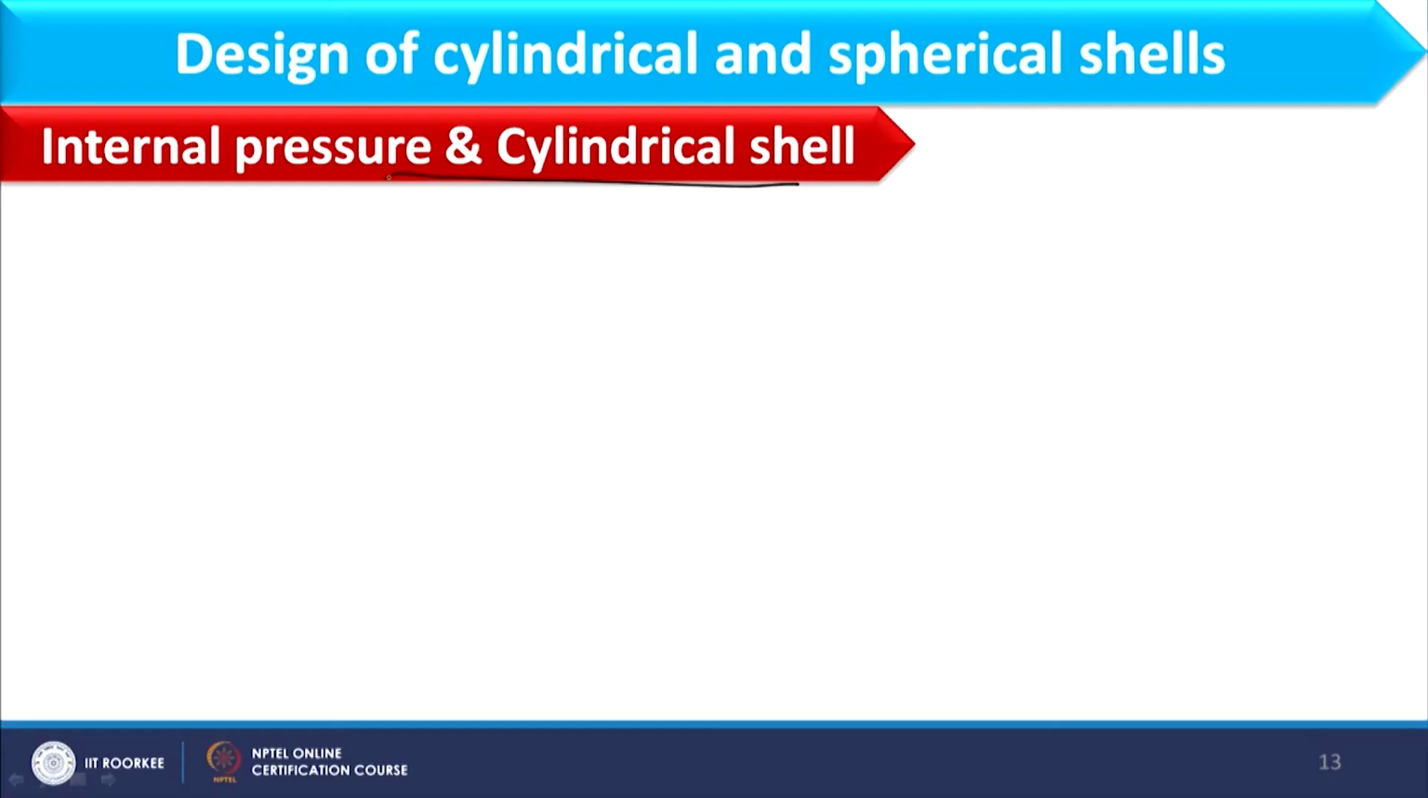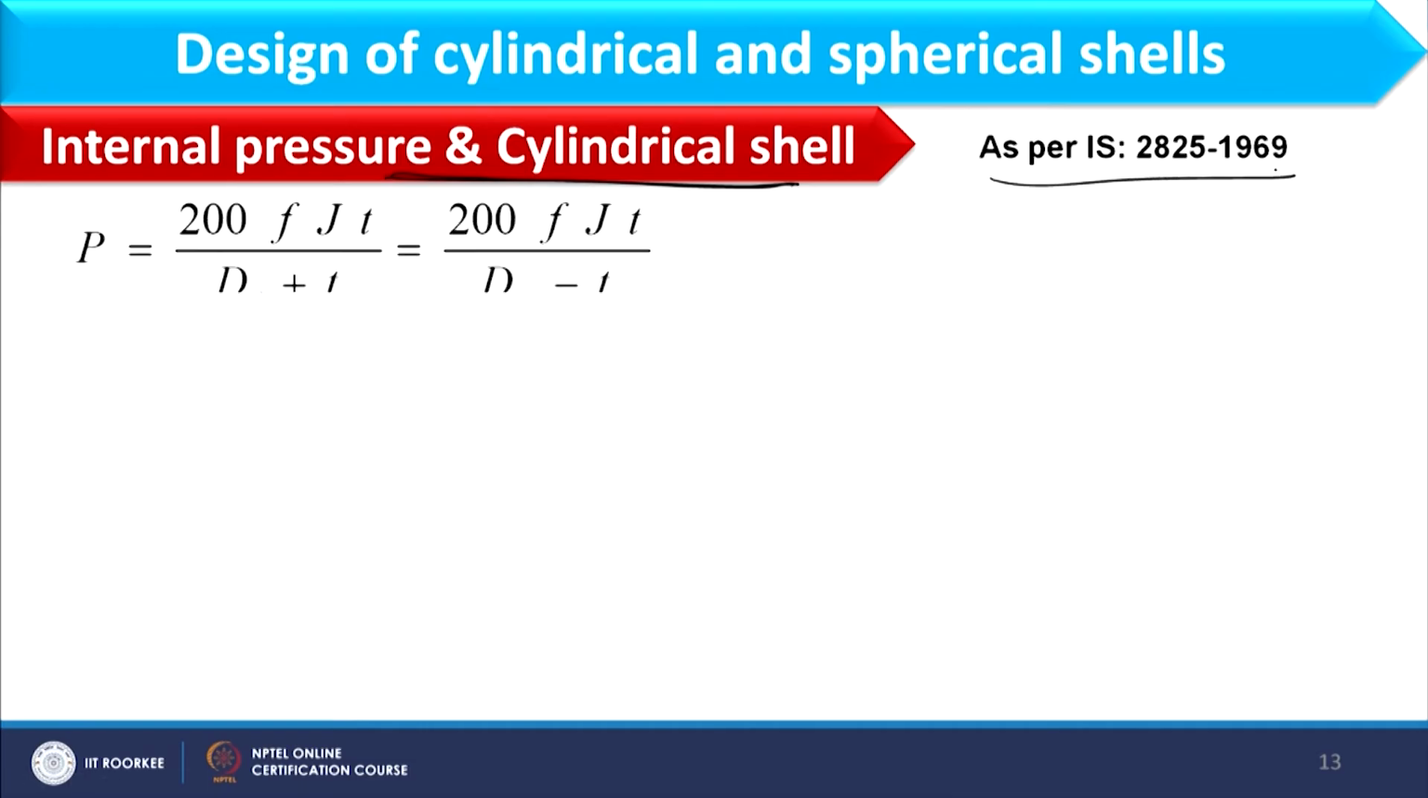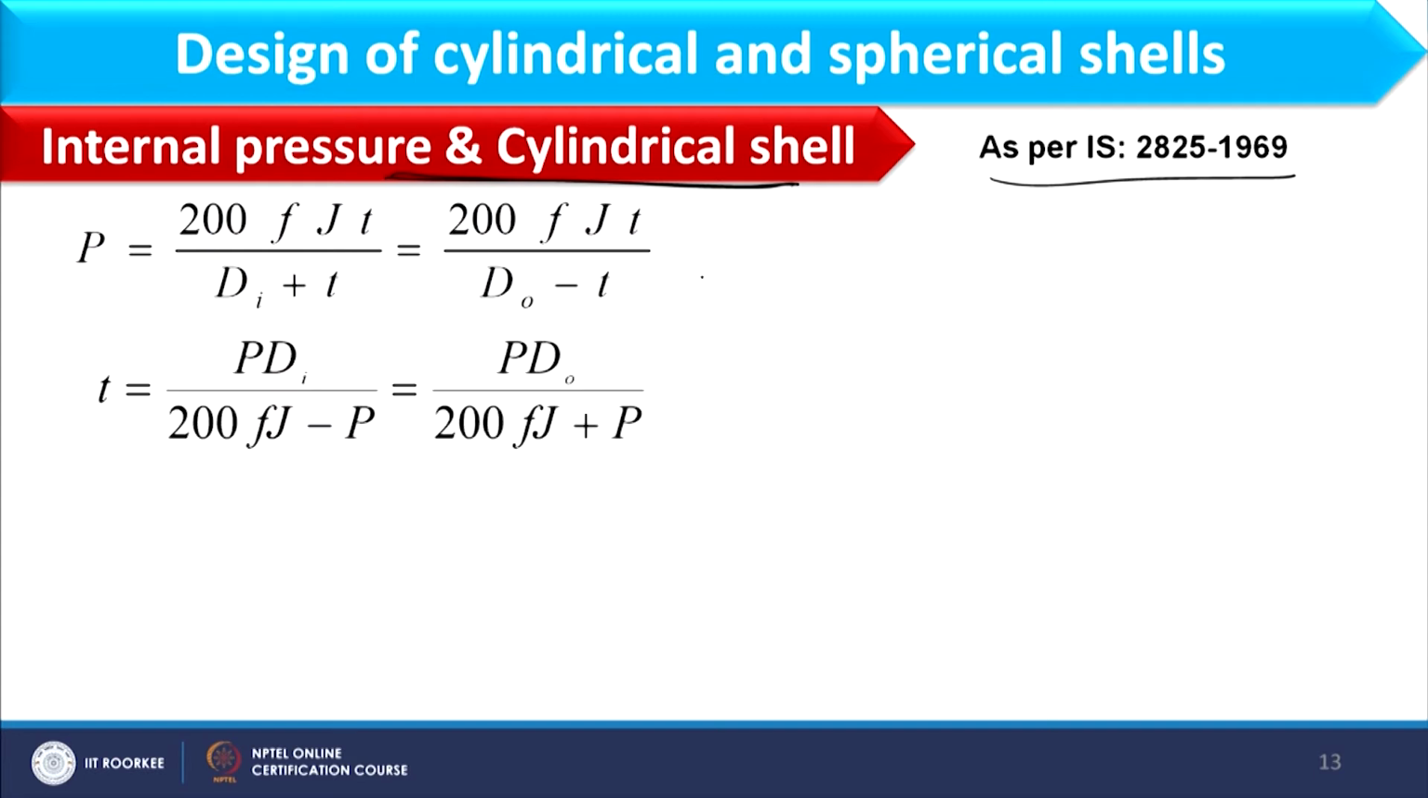So, here I have the expression for internal pressure in a cylindrical shell, and as per IS 2825 1969, the expression given is P equal to 200 FJT divided by d naught minus T. And if I need to extract T from here, the expression should be P d naught divided by 200 Fj plus P.